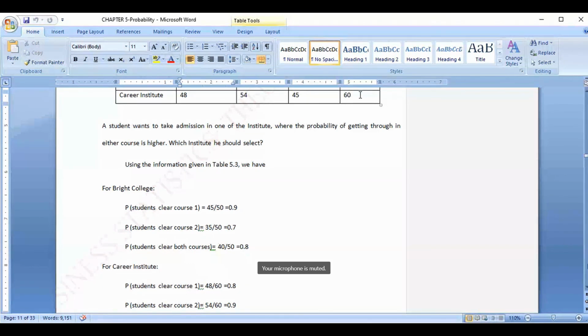So for this particular institute, the probability of students selecting course 1 is 48 divided by 60. Similarly, the probability of selection of course 2 in the second institute is 54 divided by 60. And 45 is common between these two. There are 45 students common to both courses, so that probability becomes 45 by 60. So the probabilities are done.